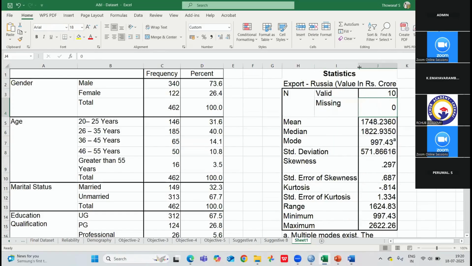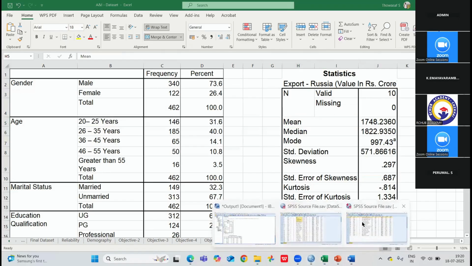You see, this is the value I have got. Whether you are using an Excel sheet or any other software, you will get only these outputs. Now I got the output, and I will tell you what these values are all about. Mean means that, on average, for the past 10 years, we have exported agriculture products worth 1,748.2360 crore rupees. Say, for example, you see this is the data set.